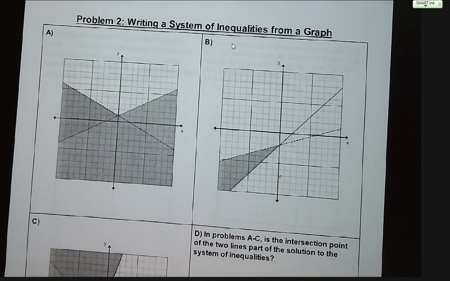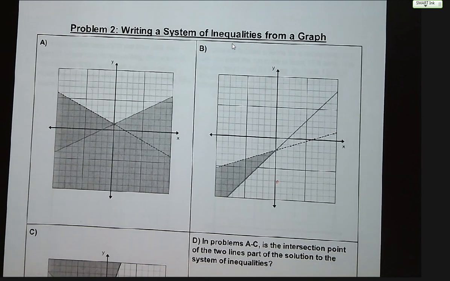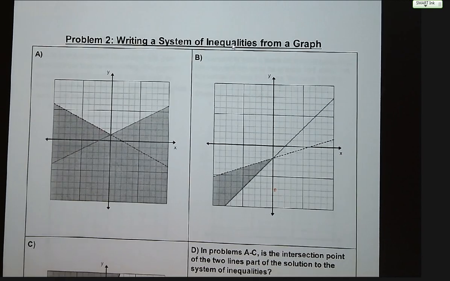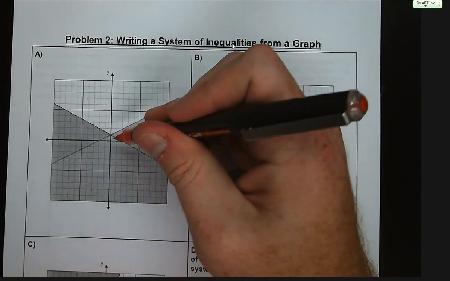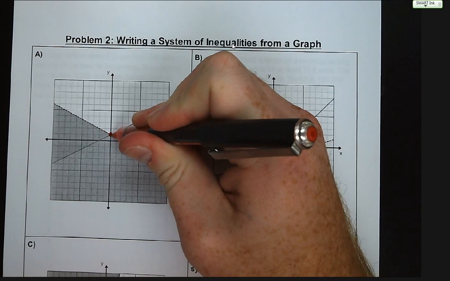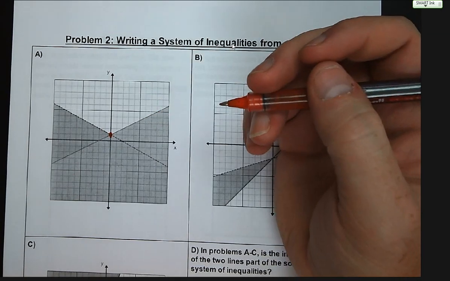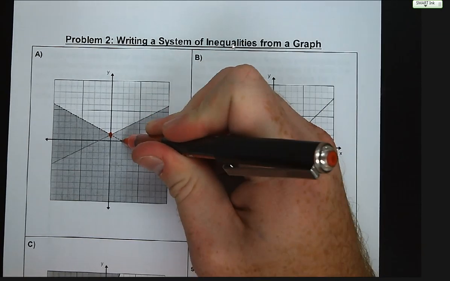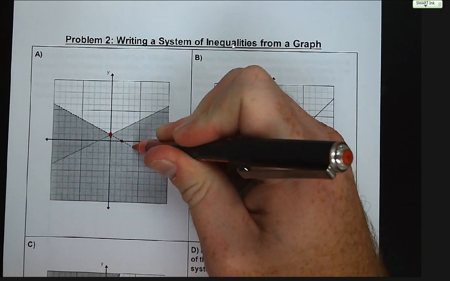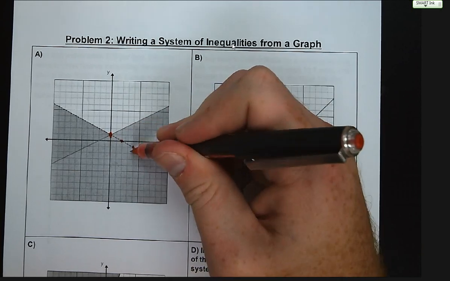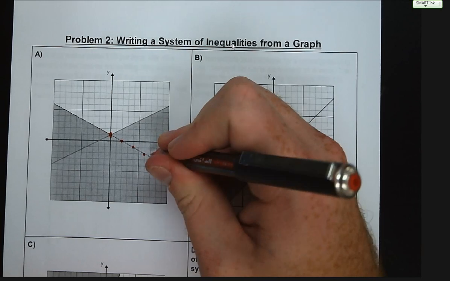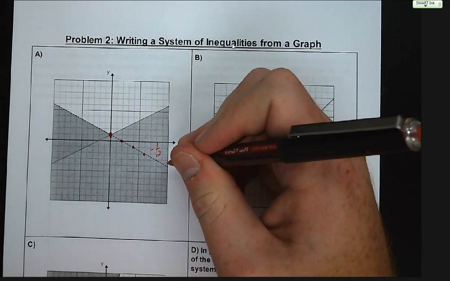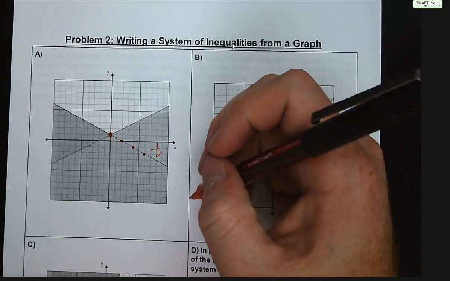All right, problem number 2. Writing a system of inequalities from a graph. So this is where these can be a little bit tricky. We're going to start with this dashed line, and we see it's got a y-intercept of +1. And it looks like it is going down 1 and to the right 2 every time. So that would be a -1/2 slope. So let's start with that.